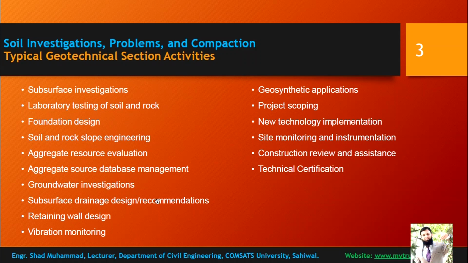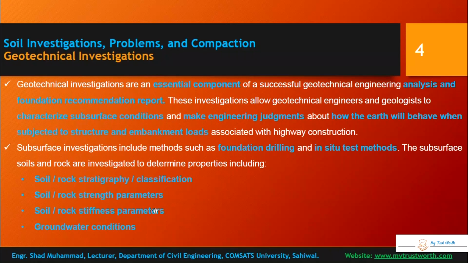These are a few of the particular activities which the geotechnical section conducts in any geotechnical consultancy, or in which any geotechnical engineer is involved. These activities are not limited to these few mentioned activities. They are just an overview of those activities which are conducted.